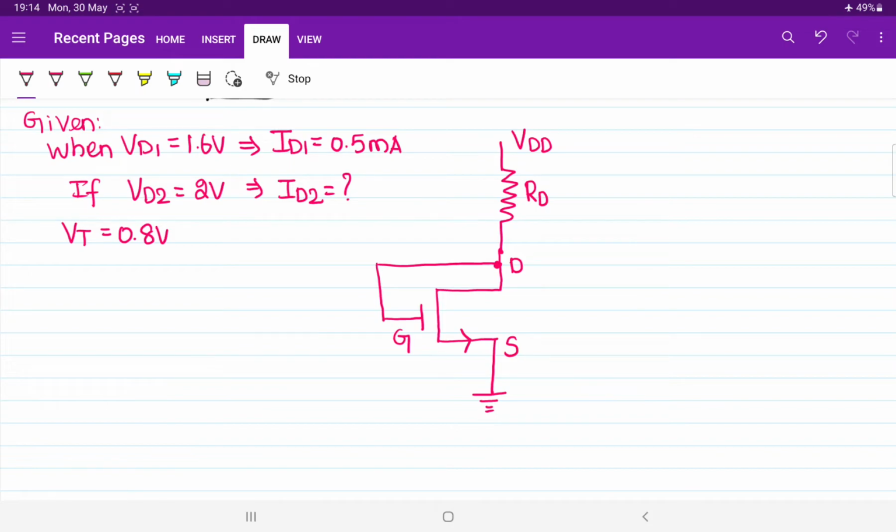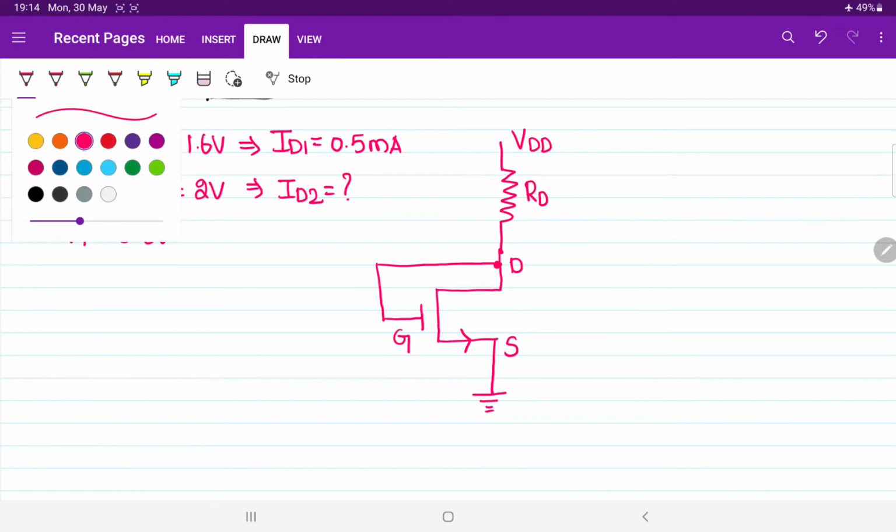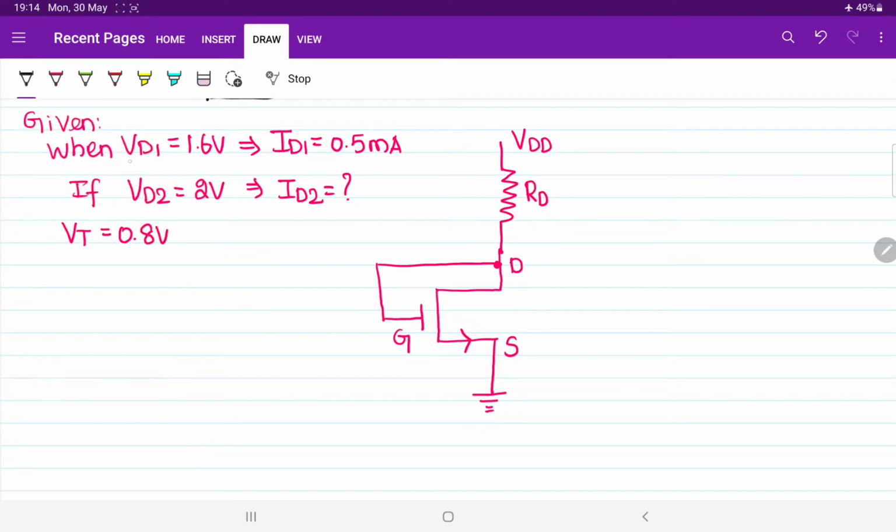In this lecture, let us try to solve this question. Focus on the question clearly. They have given that the value of VD1 is equal to 1.6 volts and its corresponding drain to source current is 0.5 milliampere. Second case, suppose the value of VD2 is increased to 2 volts, from 1.6 to 2 volts. Then what is the new value of the drain to source current? That is the question. The threshold voltage of the MOSFET is fixed at 0.8 volts.